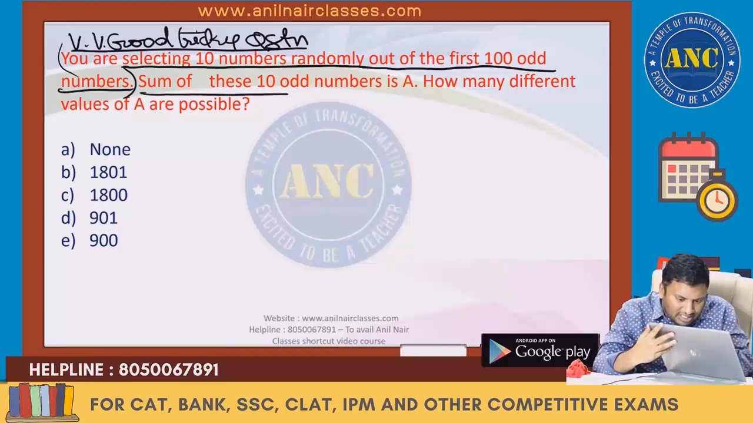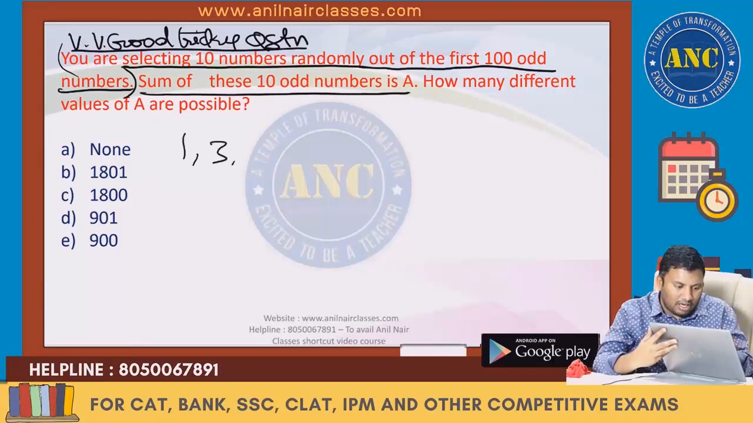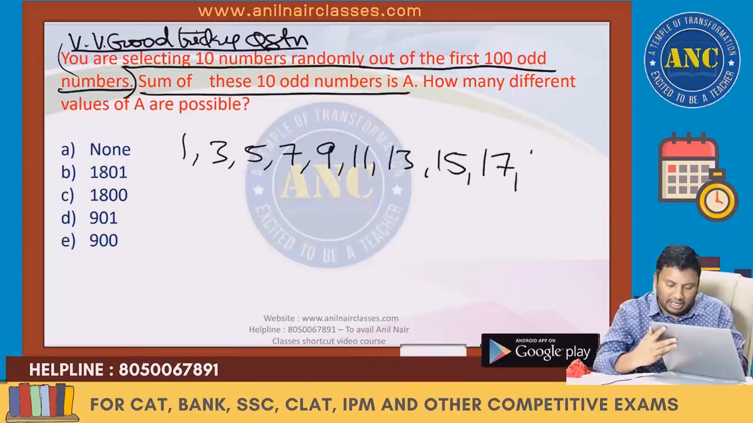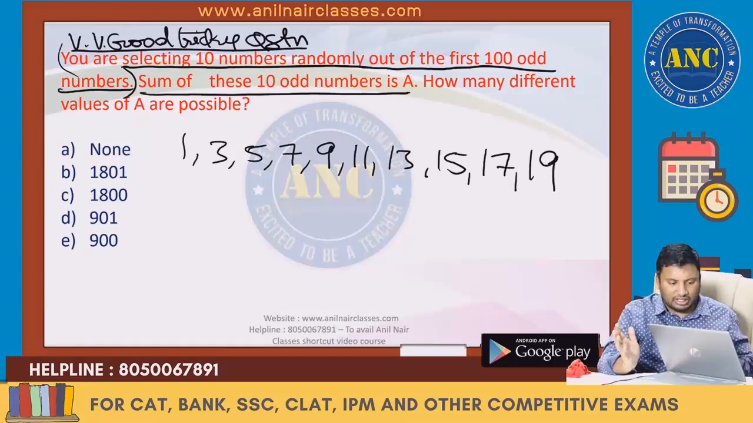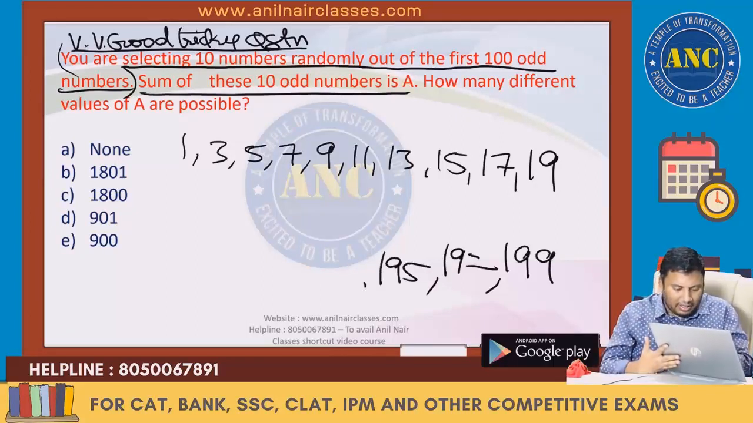Sum of these 10 numbers is A. I have to select from the first 100 odd numbers: 1, 3, 5, 7, 9, 11, 13, 15, 17, 19. These are the lowest 10. The highest 10 are 199, 197, 195, 193, 191.